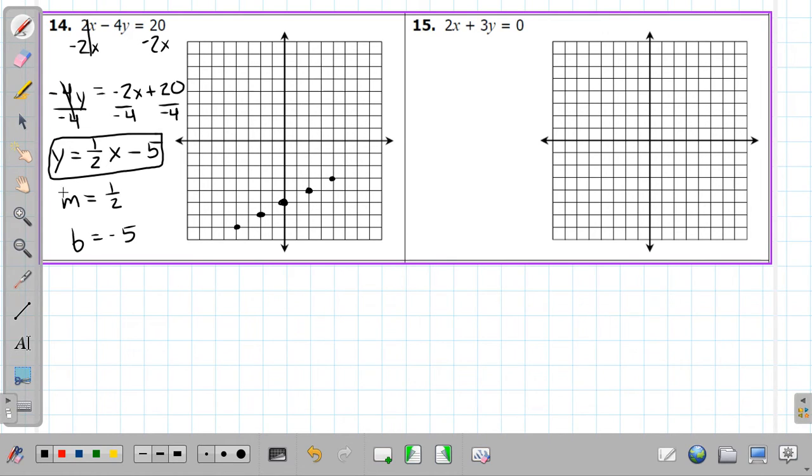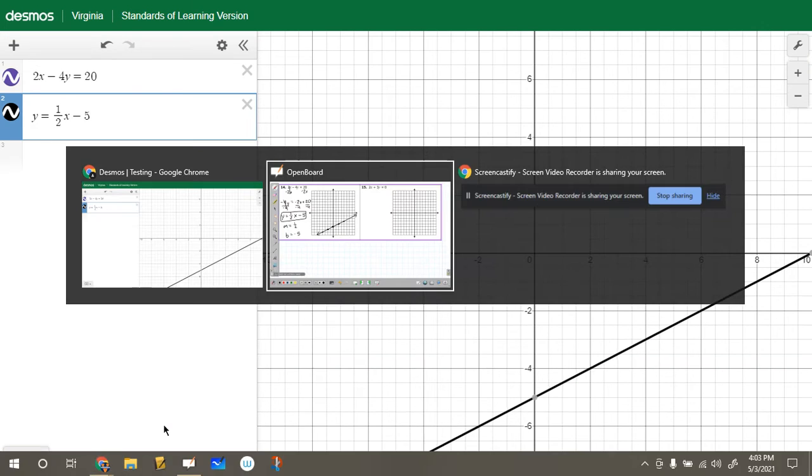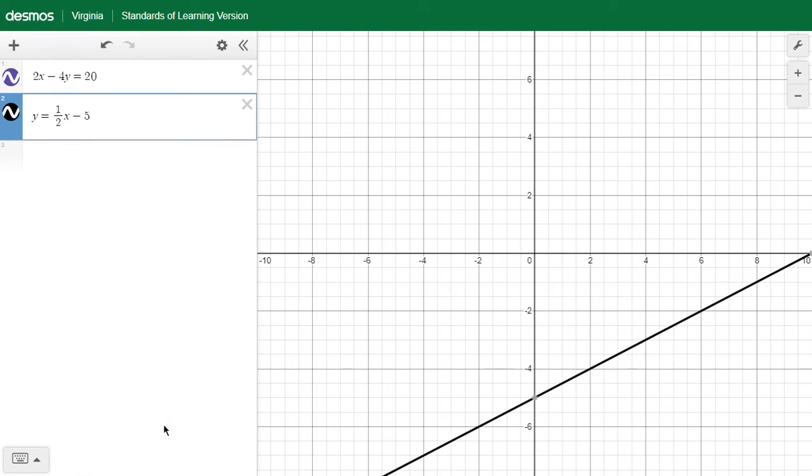Okay, to get as many points as we need, and then it's just a matter of connecting them all together, and there's your line. Okay, which once again, double check with the line that you have. That looks pretty similar to me.